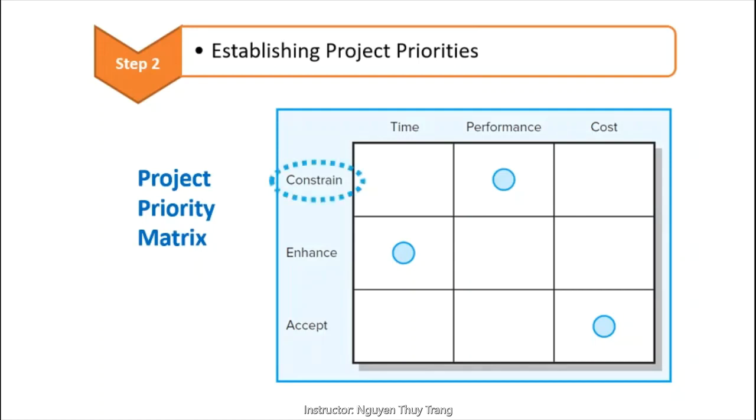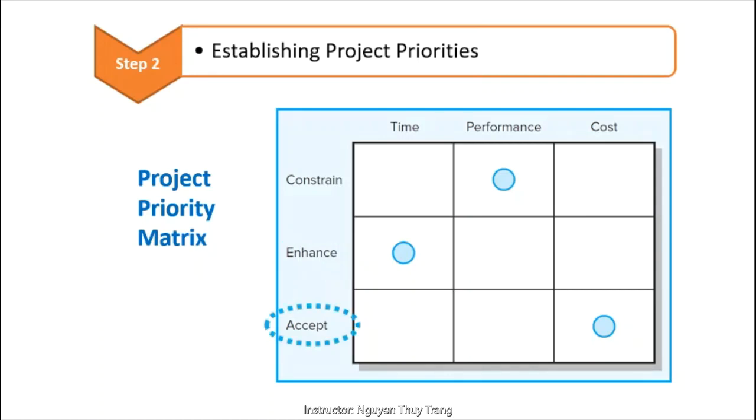Constraint. The original parameter is fixed. The project must meet the completion date, specifications and scope of the project, or budget. Enhance. Given the scope of the project, which criterion should be optimized? In the case of time and cost, it usually means taking advantage of opportunities to either reduce cost or shorten schedule. With regard to performance, enhancing means adding value to the project.